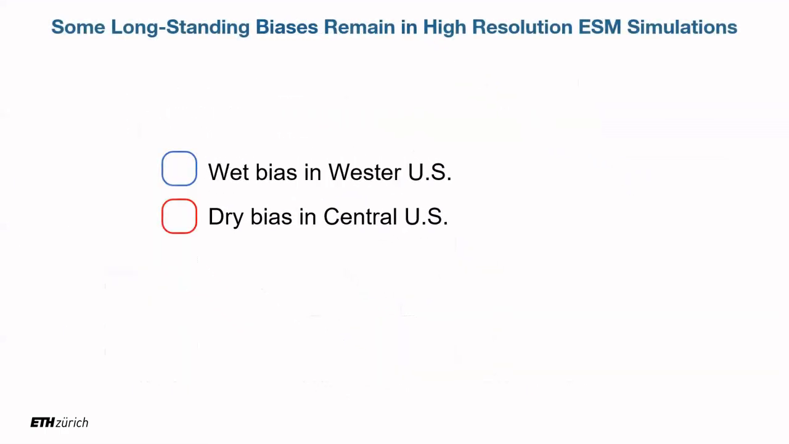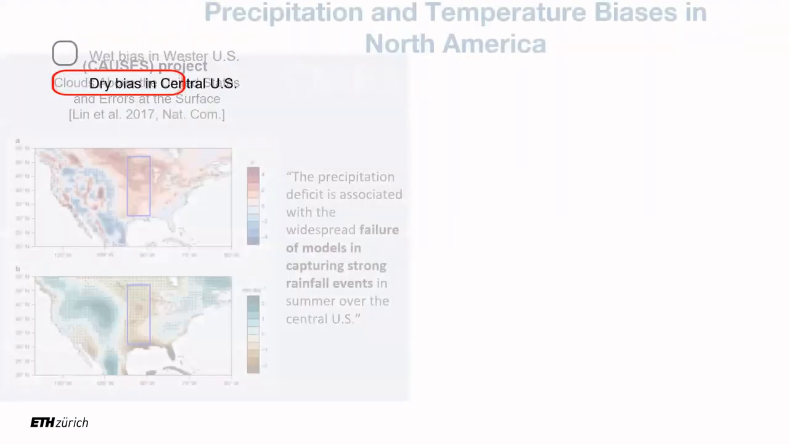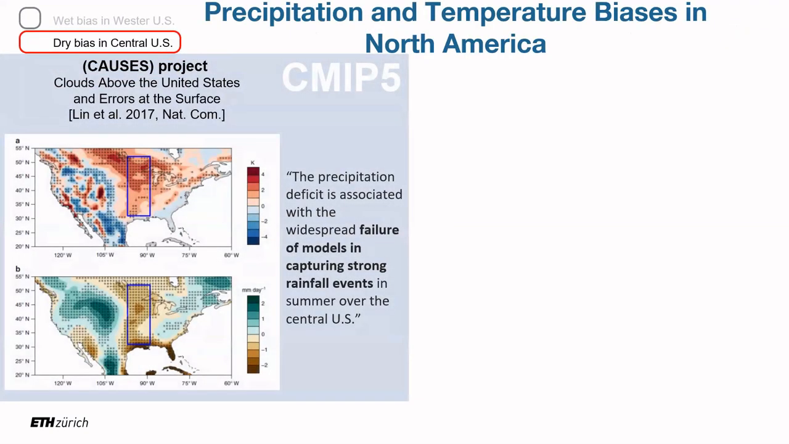So moving on now to this dry bias in the central US. And there I already talked about these mesoscale convective systems that are extremely important there. And there were big projects that focused on this dry bias in the central US. The first one was the CAUSES project in CMIP5. You can see here basically what the biases look like in the CMIP5 ensemble. So you have a dry bias and a warm bias.